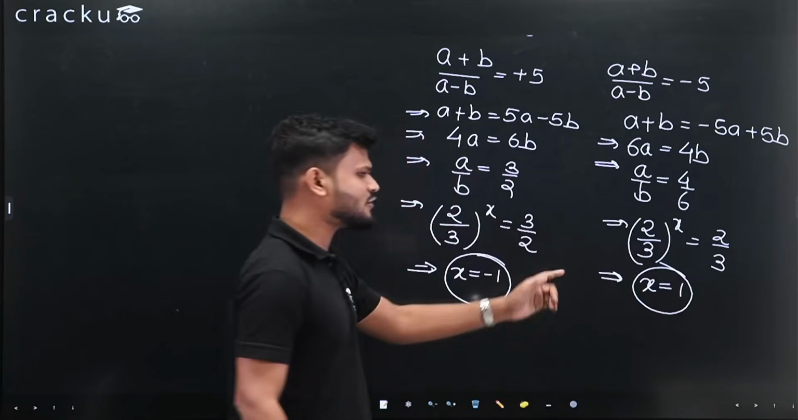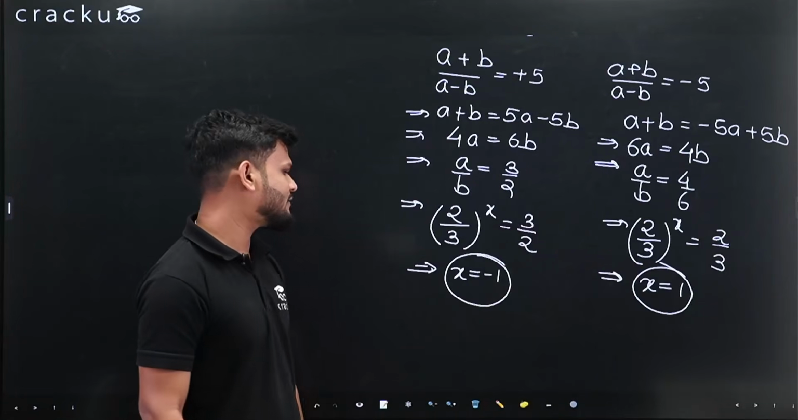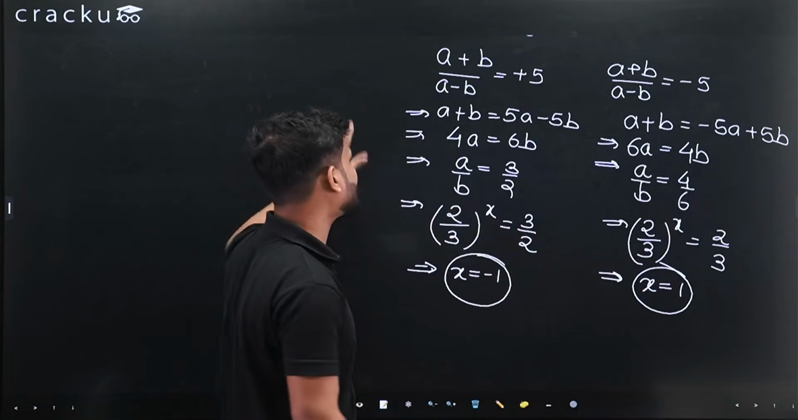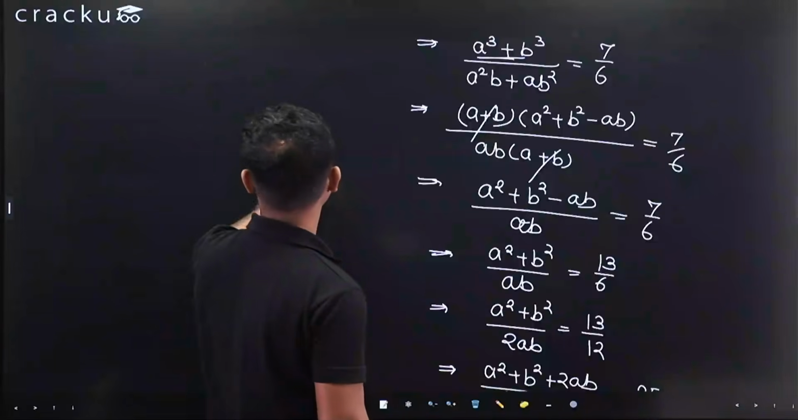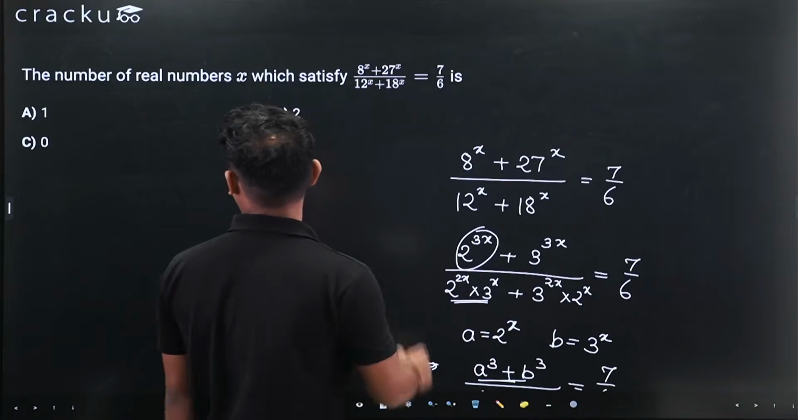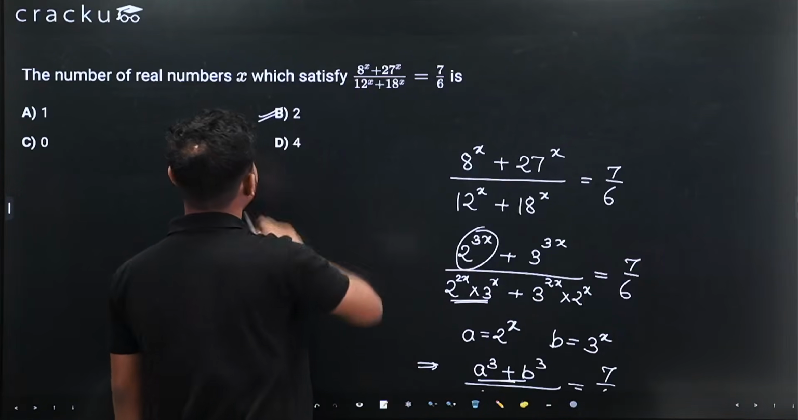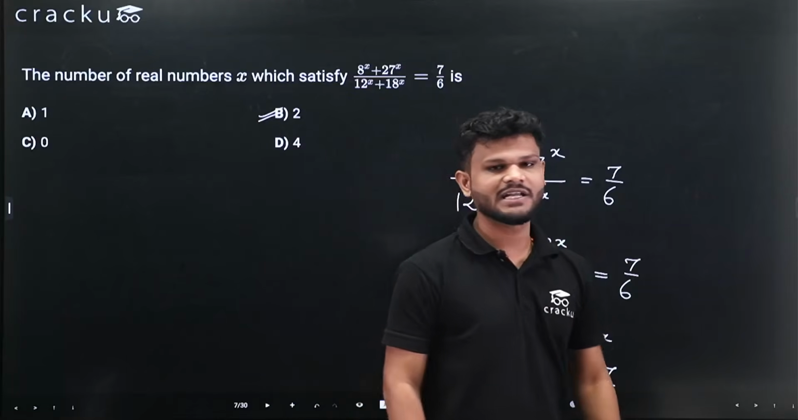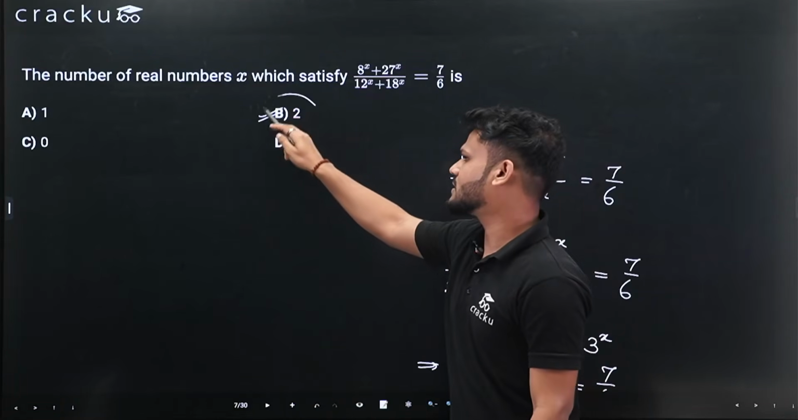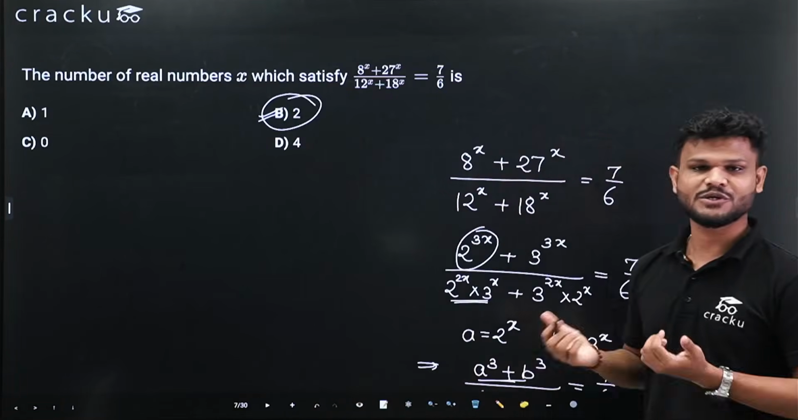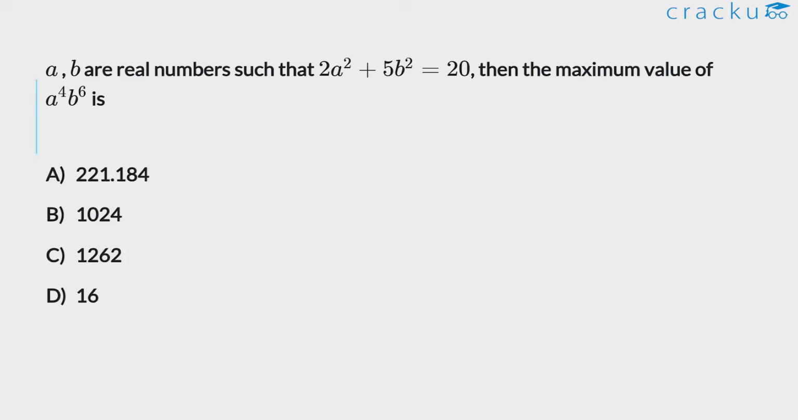So how many values of x are there that satisfy the given equation? There are two values, 1 and minus 1. So what will be the answer to this question? The answer will be 2. The number of real numbers x which satisfy the given equation are two numbers, 1 and minus 1. So option B is the correct choice here.